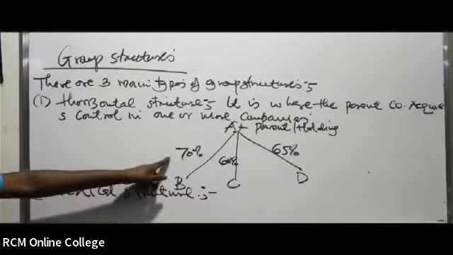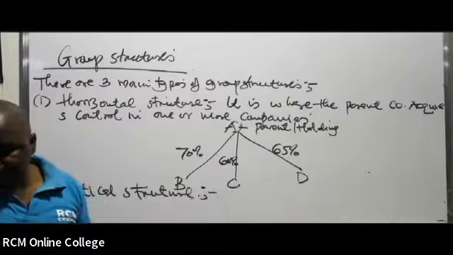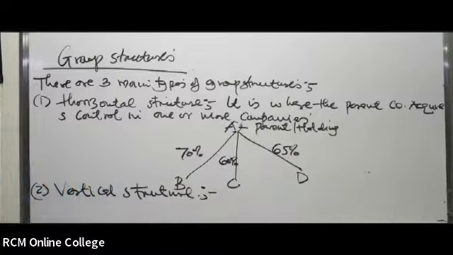This one is 70%, 60%, 65%. Those are the percentages. All of them are subsidiaries. The percentages tell you all of them are subsidiaries. So it is bringing about what? A horizontal structure. It has an ownership stake where the parent company acquires control in 1 or more companies. So it is a horizontal structure.